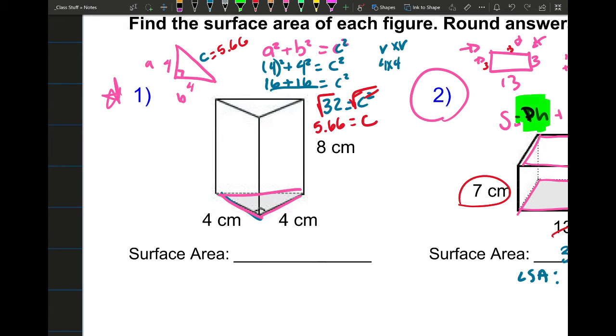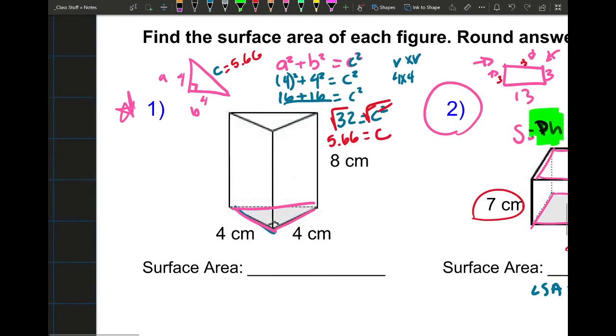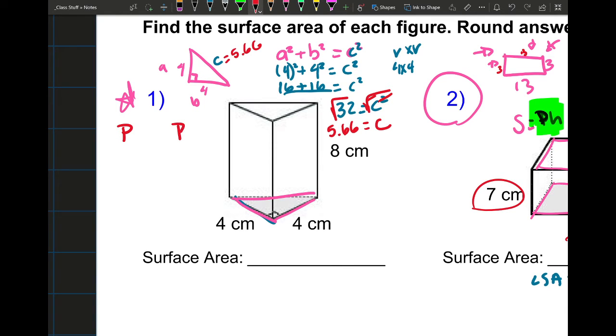Now that I was able to find the missing length, I can go ahead and find P and B. For the perimeter, it's just going to be 4 plus 5.66 plus 4, which gives me 13.66. And the base, I don't really need the 5.66 because it's just going to be base times height divided by 2. The base is 4, the height is 4, so this is 16 divided by 2, which is 8.